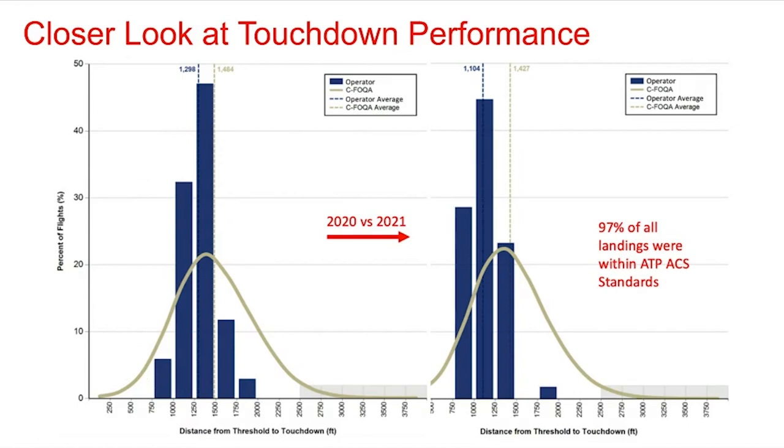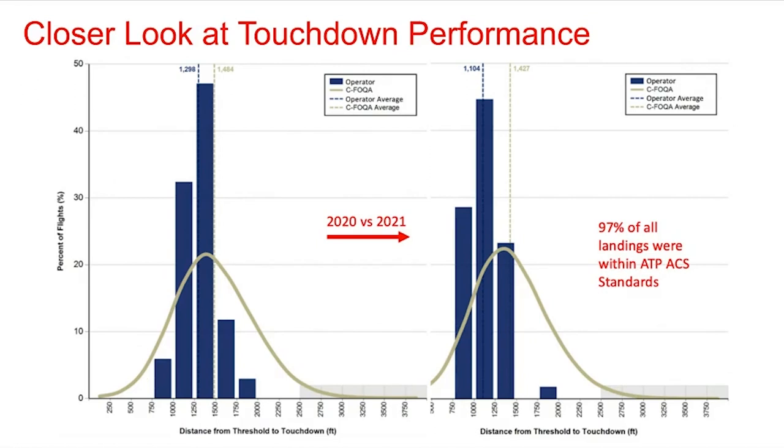If we look at the left graph here, we can see that our average touchdown point was about 1,300 feet down the runway, roughly 10 to 15% better than the industry average. But we felt that we could do better on that. And I think this is an important part of where flight data monitoring can be used in a really positive way. And that's coming up with higher standards that you think you can hold yourself to that would help you mitigate the risks associated with, let's say, runway excursions.